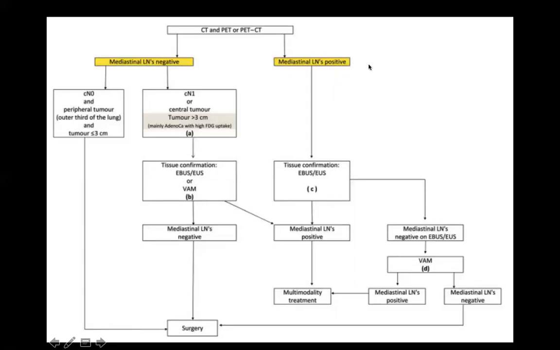If the mediastinal lymph node is positive, you have to always confirm with an EBUS. And if EBUS is non-conclusive, you cannot go for surgery. You have to actually do mediastinoscopy. And then after mediastinoscopy, if it's negative, you have to do VAMLA and then go for surgery. Or if it is positive, then you have to go for multimodality. So this is the crux of staging the mediastinum.